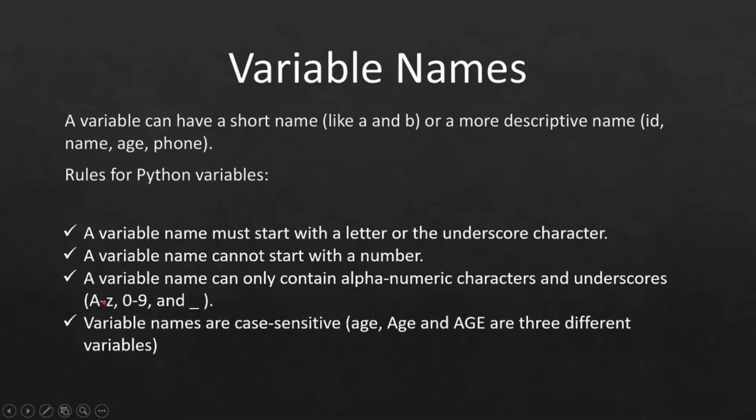The next is variable names. The variable names can have short names like a and b, or more descriptive names like id, name, age and phone. Rules for Python variables. A variable name must start with a letter or underscore. The second is, a variable name cannot start with a number. The third is, a variable name can only contain alphanumeric characters or underscore, like A to Z, 0 to 9 and underscore. The fourth one is, variable names are case sensitive. Age and age are two different variables.